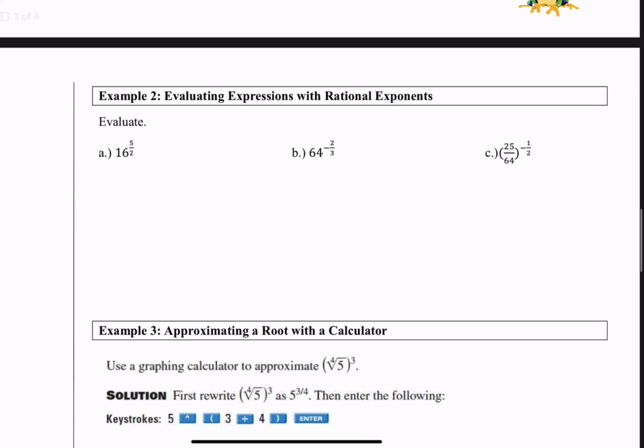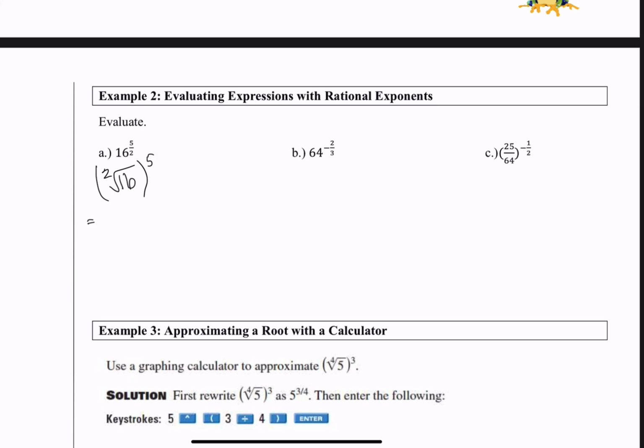All right, now we're just going to evaluate expressions. So we're not going to worry about positive or negative because we're not going to have equations. We're just going to go straight forward. So we have to understand what's happening here. My denominator for a is 2. That means I am taking the square root. I'm going to show you a couple ways of doing this. And then I'm going to raise that to the 5th power.